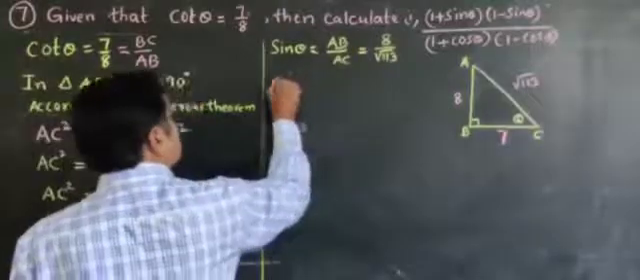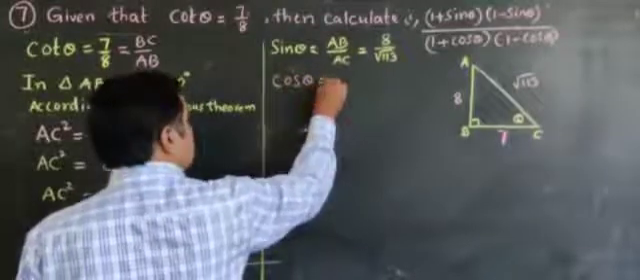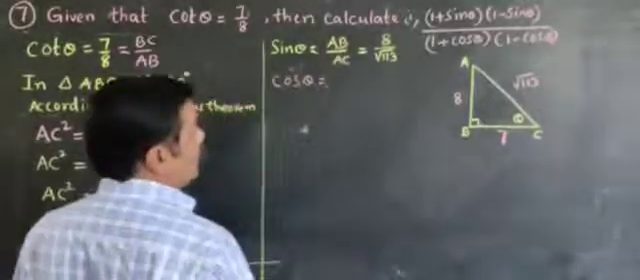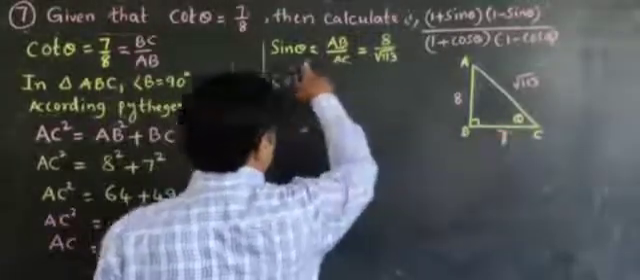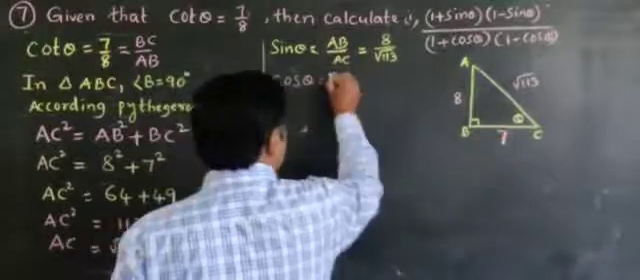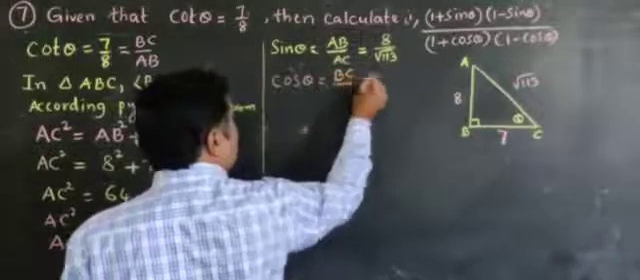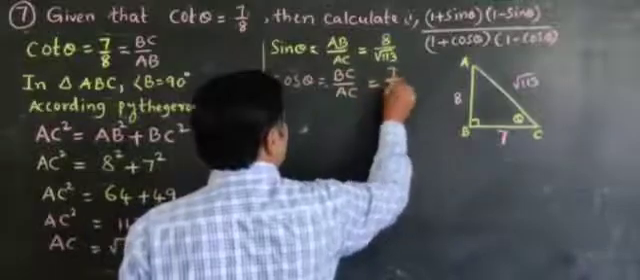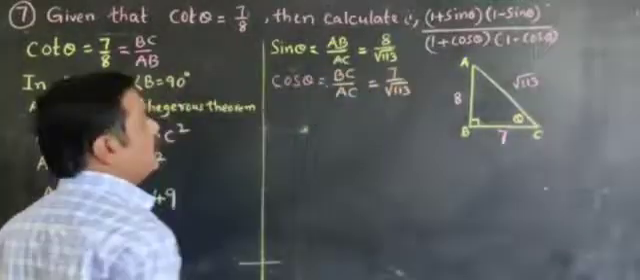Next term is cos theta. Cos theta is adjacent side to the theta, that is BC, by hypotenuse AC, so we get 7 by under root of 113.